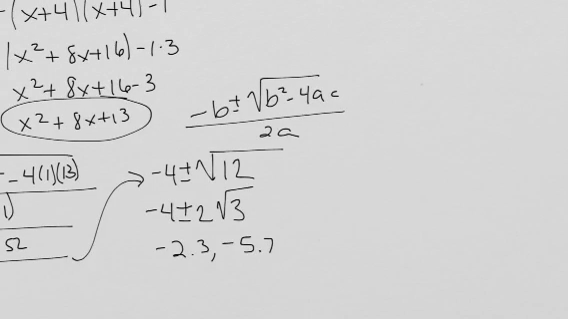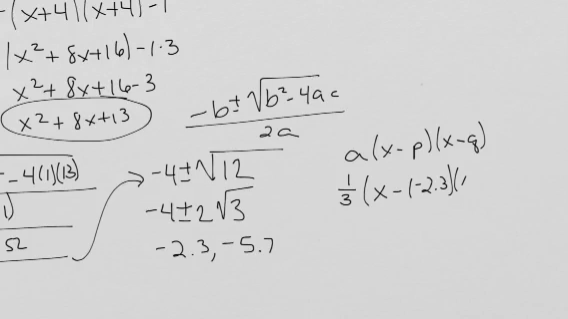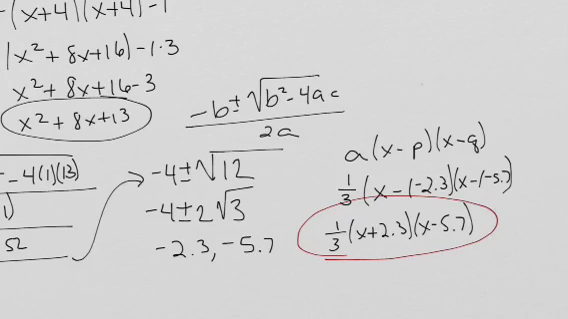The intercept form of my equation follows the format a(x - p)(x - q). Well, when we looked at the vertex form, a was 1/3. x - p is x minus negative 2.3. x - q is x minus negative 5.7. That gives me 1/3 times (x + 2.3)(x + 5.7). Remember, this is a rough estimate because my roots are irrational. And this is an advanced problem.